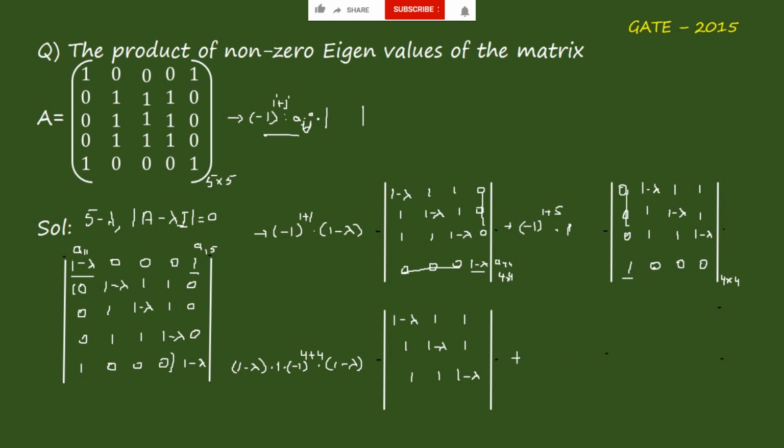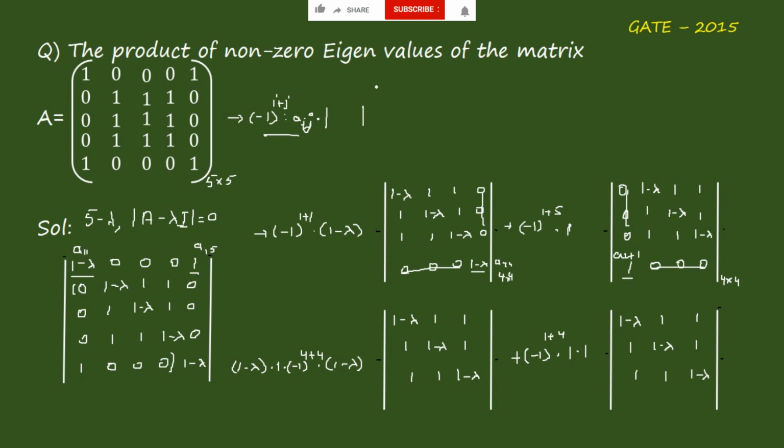Okay, remove the row and a column. This is an a 1, so it is an a fourth row and first column, right? 4 1, so it becomes minus 1 power 1 plus 4 into this is 1 into 1, right? So it becomes nothing but 1 into 1. Again draw a straight line. So it becomes 1 minus lambda 1 1, and this is 1 1 minus lambda and 1, and this is 1 1 1 minus lambda, right?